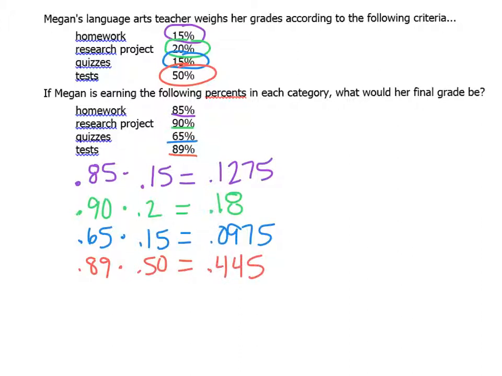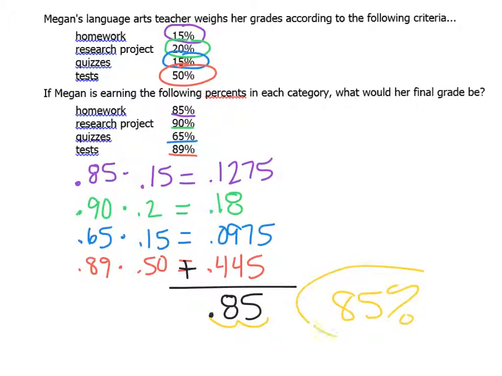So then the next thing we have to do is add these all together. So 0.1275 plus 0.18 plus 0.0975 plus 0.445. And when you do that, they total up to 0.8850, which finally, if we convert this back to a percentage, we're going to move the decimal 2 places to the right, and that means she's earning an 85% in the class. So again, she's getting a B. So those are some examples of how to calculate grades based on weights.